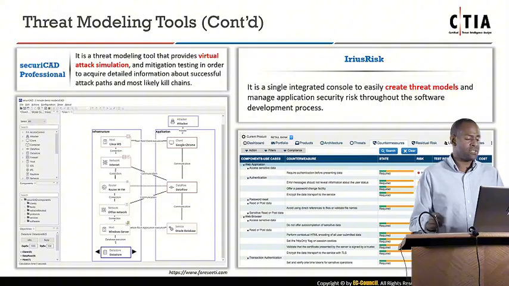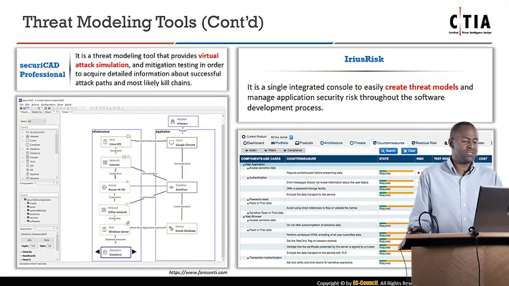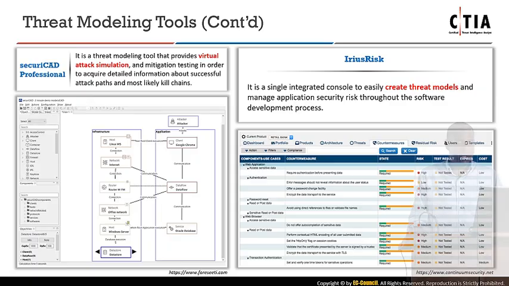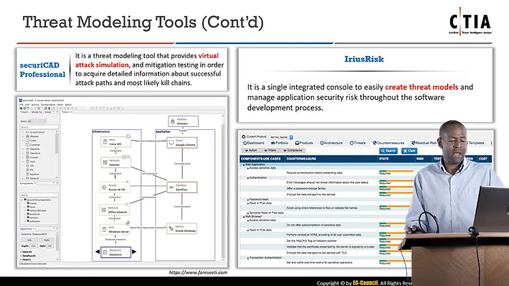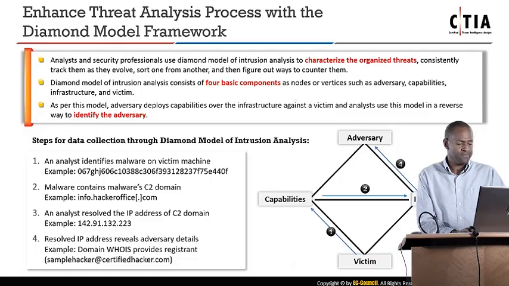Another tool is SecureCAD Professional. As you can see with this, you can take the threat modeling tool and give yourself a visual attack simulation. This really helps with mitigation and testing. Another one is EriusRisk. And EriusRisk is a single integrated console, rather than using multiple consoles, that gives you the ability to create threat models and manage your application risk. So Erius is a pretty cool tool.